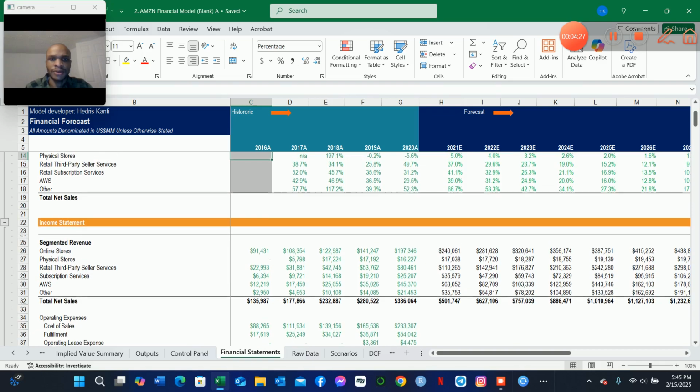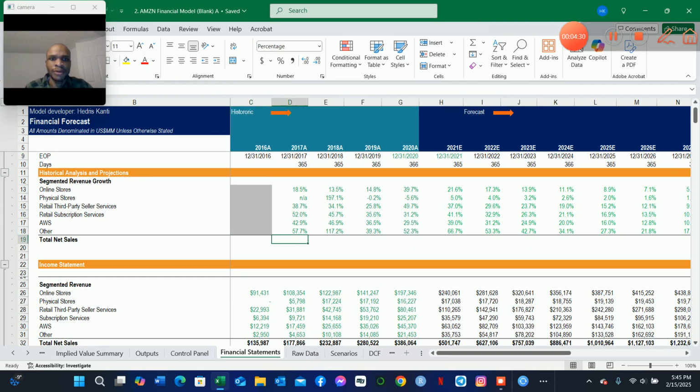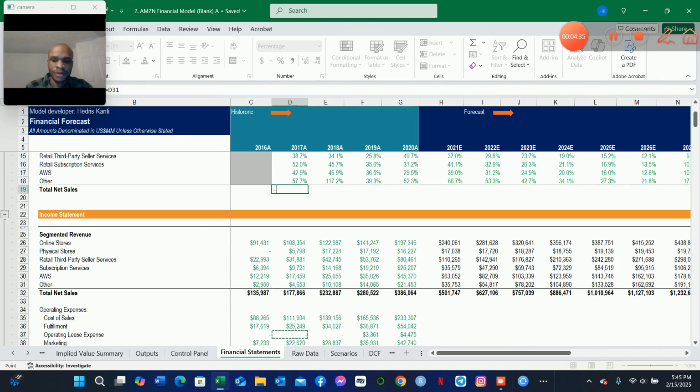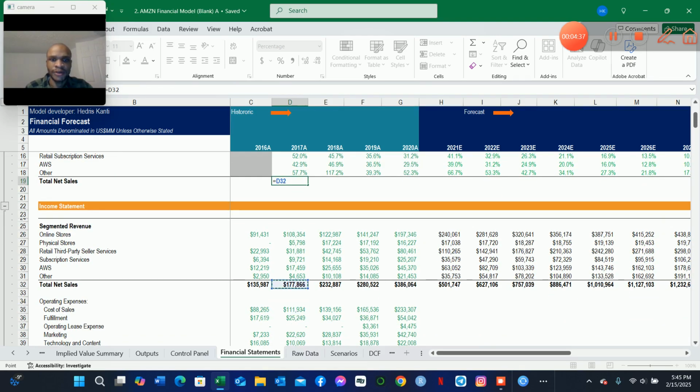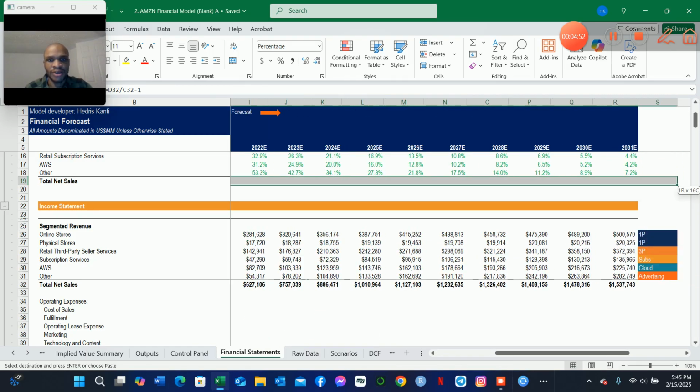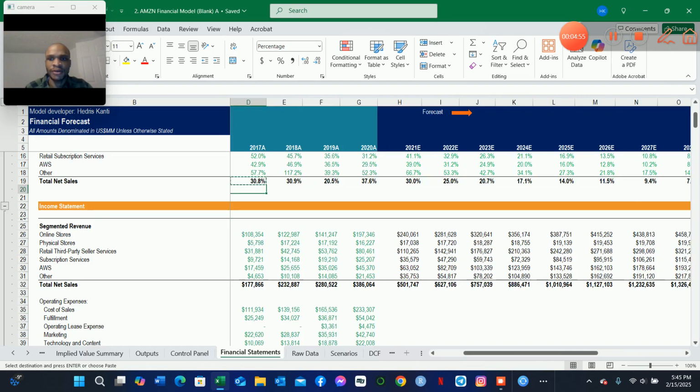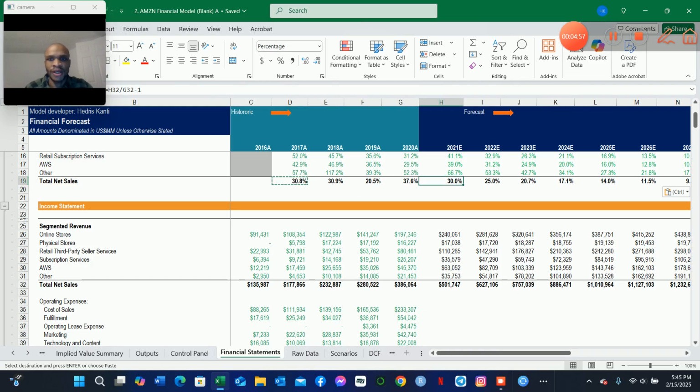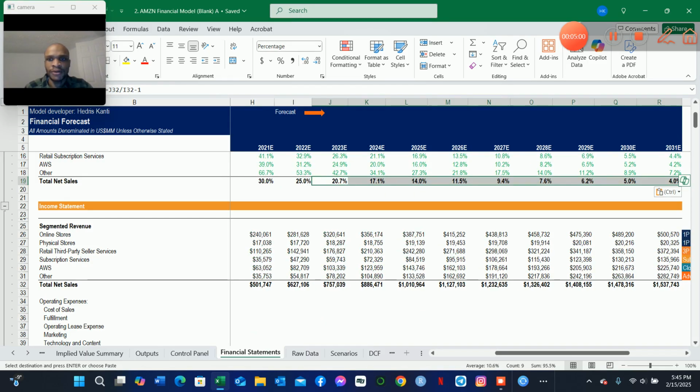So in order to calculate that as a percentage, it's going to be equal to, we take the revenue in the current period and we divide that by the revenue in the prior period, and we subtract 1 to convert that to a percentage. We can copy this and paste it to the end of the projected period.